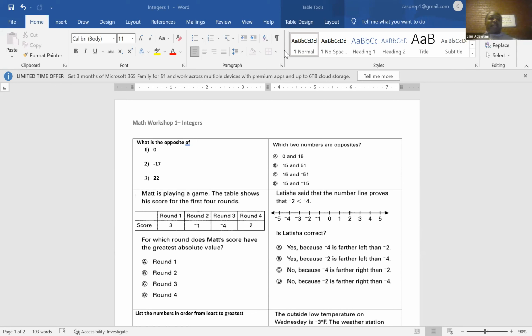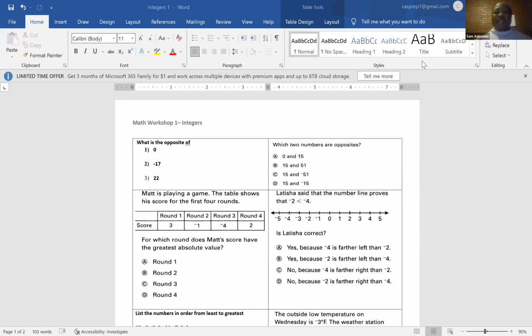What about the opposite of -17? Go ahead, Ashley. It will be positive 17. Thank you. And the last one, the opposite of 22. Go ahead, Maddie. -22. Yes, -22. Give you a chance to redeem yourself.